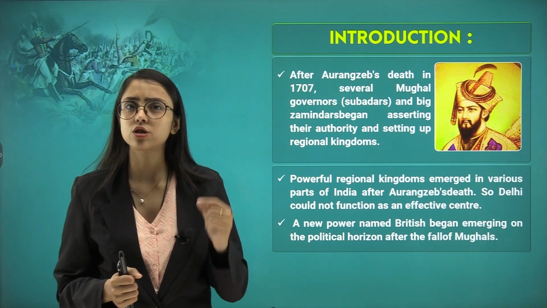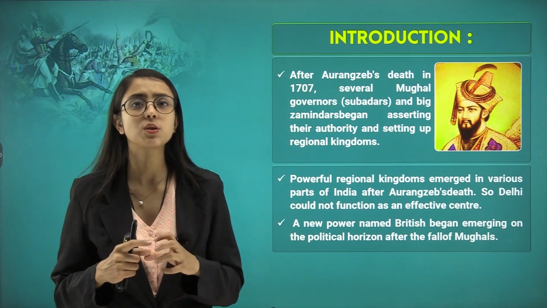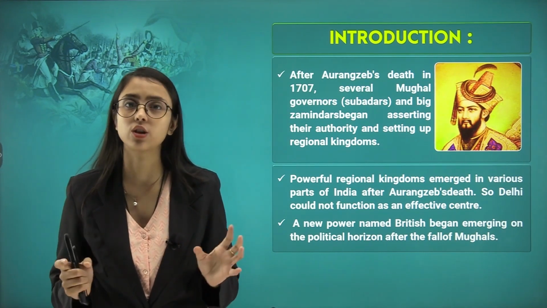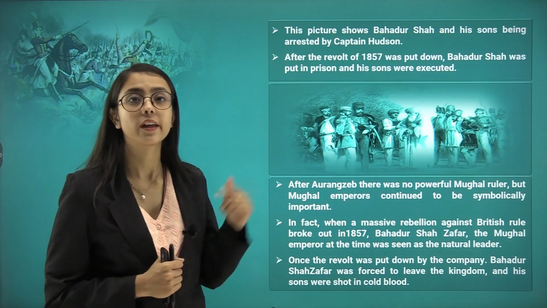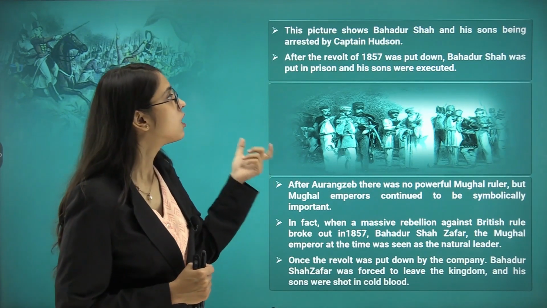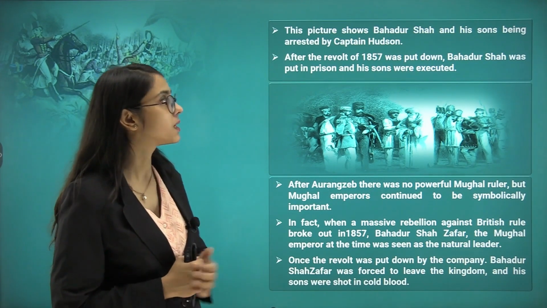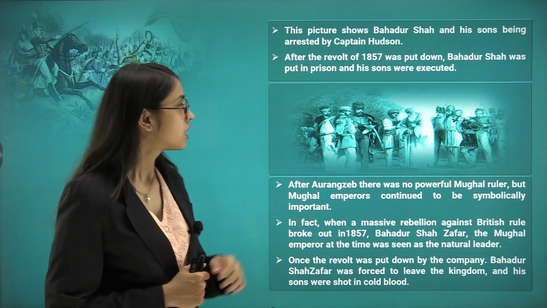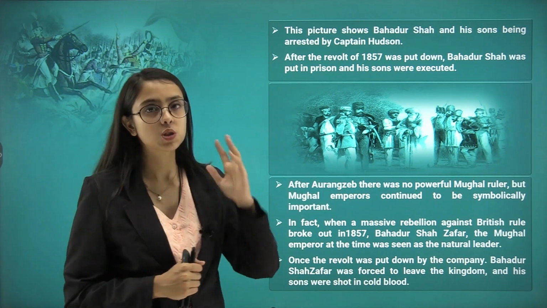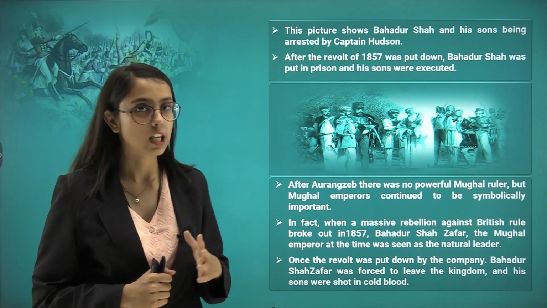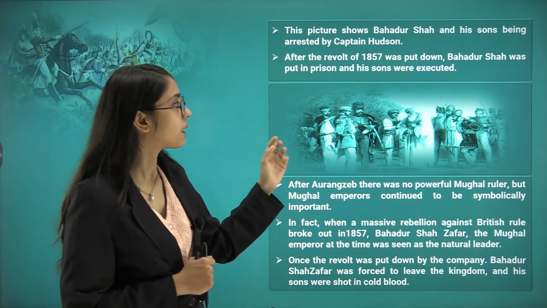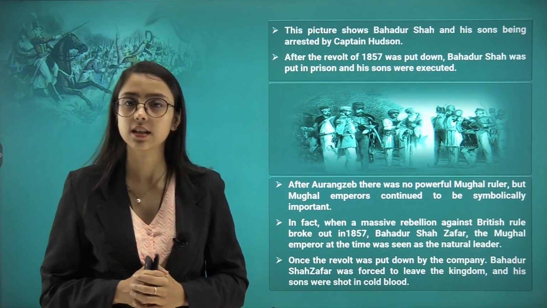Earlier, it was just for trade, but now they started to expand their political and social horizons as well. So now here in this slide, you see a picture of Bahadur Shah and his sons being arrested by Captain Hudson. So here is Bahadur Shah, who was one such powerful regional king, and he has been arrested by Captain Hudson of the British East India Company.